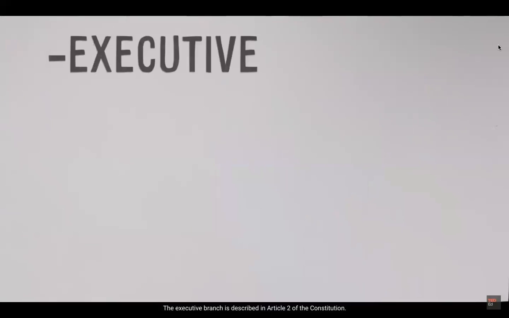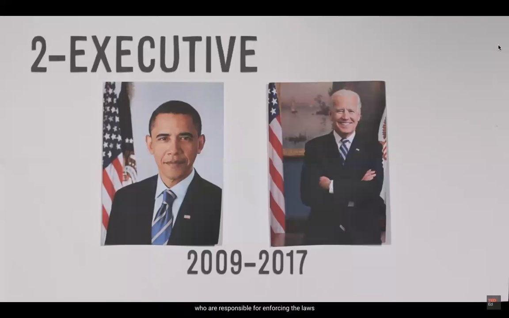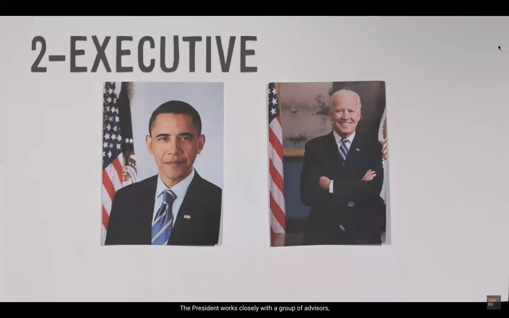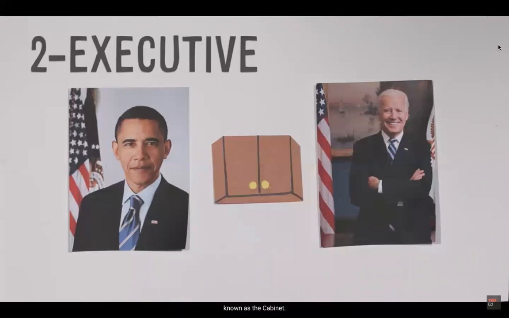The executive branch is described in Article 2 of the Constitution. The leaders of this branch of government are the president and vice president, who are responsible for enforcing the laws that Congress sets forth. The president works closely with a group of advisors known as the cabinet.